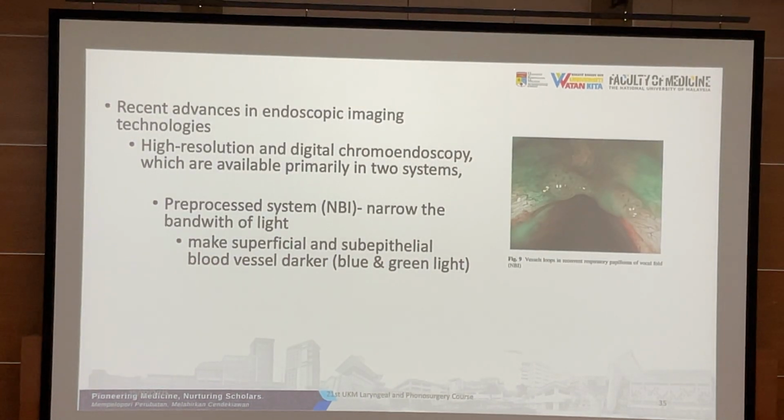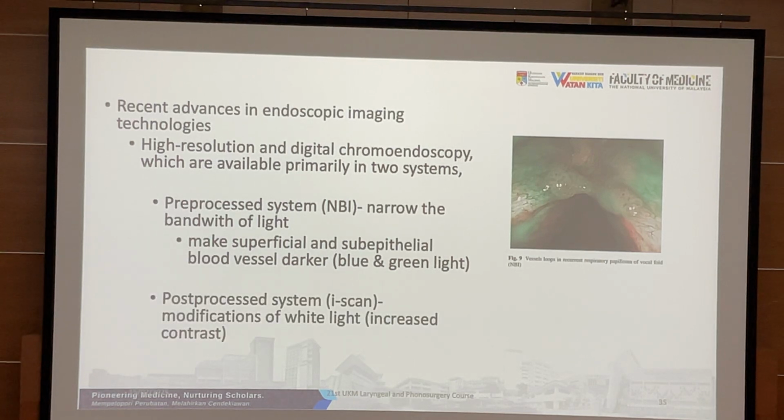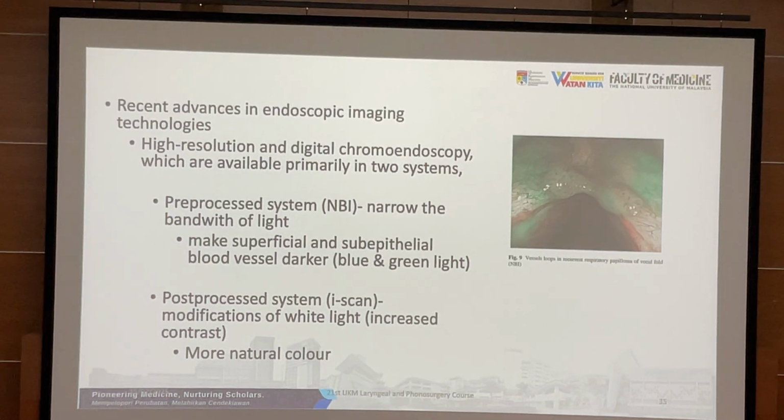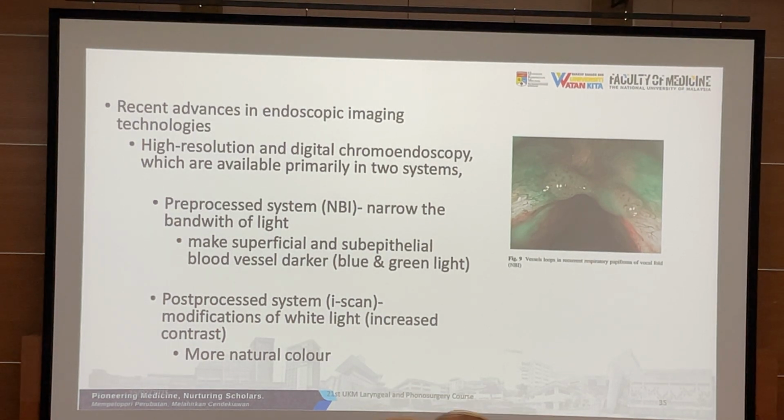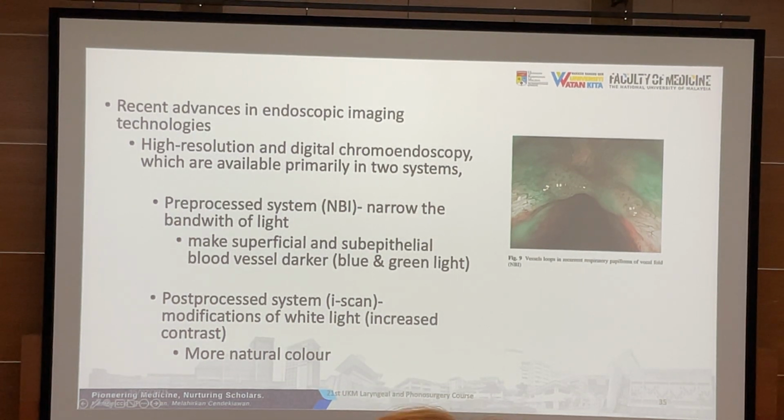So just a little bit on enhanced imaging. I mentioned NBI, I mentioned eye scan. The NBI is pre-processed, where the white light is modified, so that the vessel absorbs the light, and the vessels appear darker blue and green, like this.